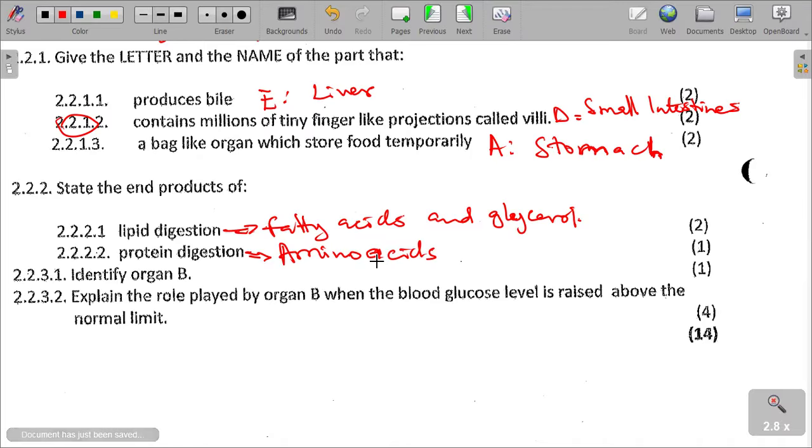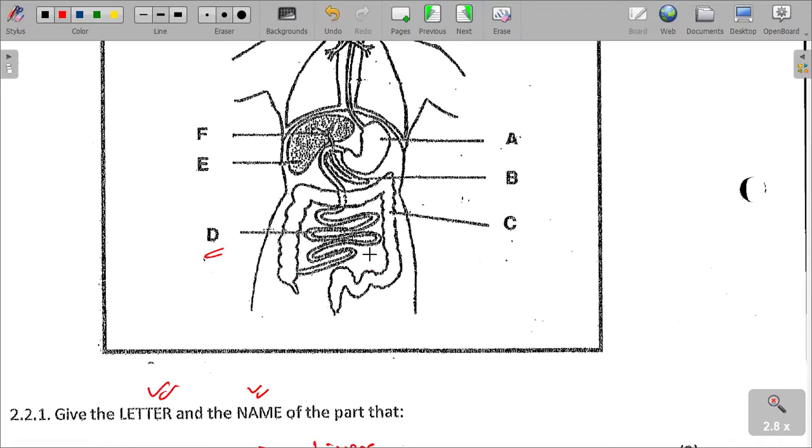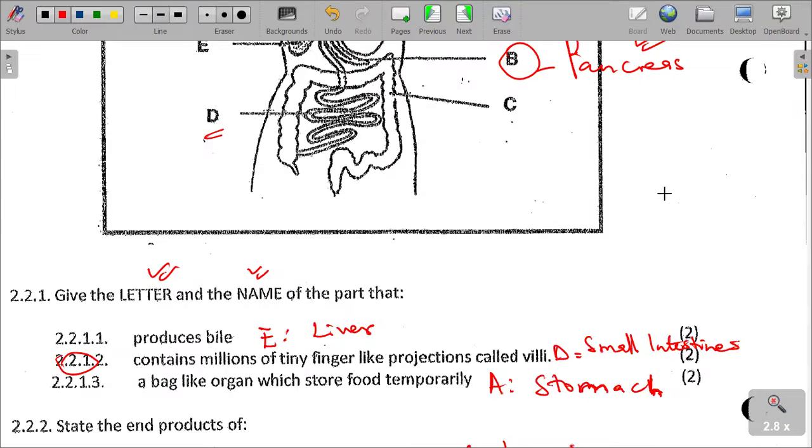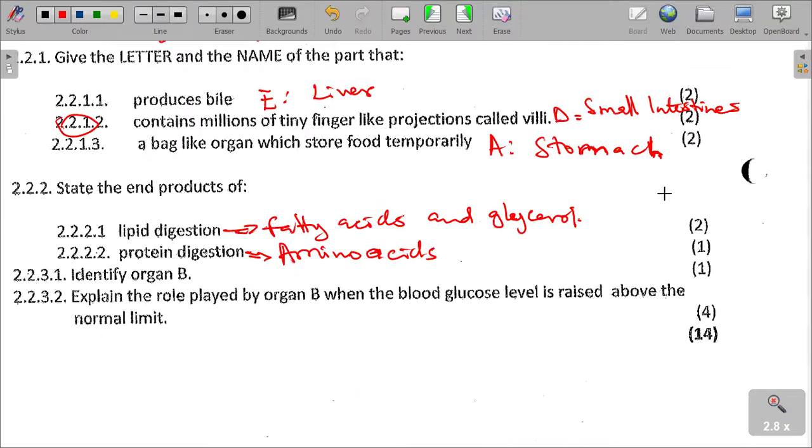Identify organ B. Organ B is the pancreas. This is the pancreas. Then explain the role played by B when the blood glucose level is raised above the normal limit.